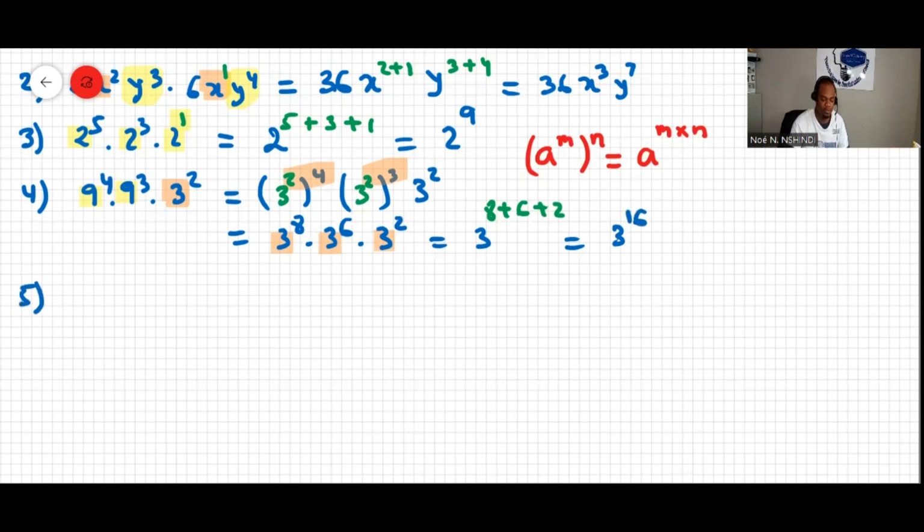And then I take another example, another question, question 5. Over here, question 5 says 7 squared multiplied by 7 squared multiplied by 7. So I'll leave that one for you.